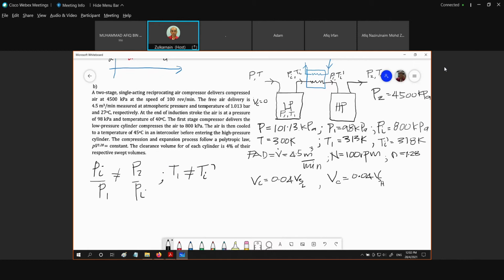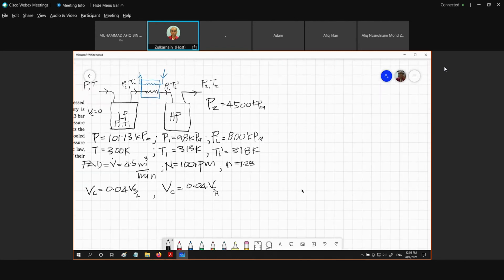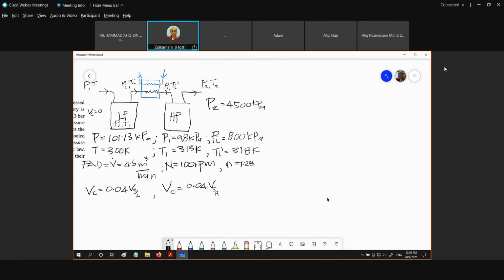So the implication of these features being asked in this question is that, if we have to determine the IP, we need to determine one by one. We have to get IPLP, get IPHP, then we will add them up. That will be our total work input to the compressors. Okay. So as for the question, before that, let us look at our PV diagram.